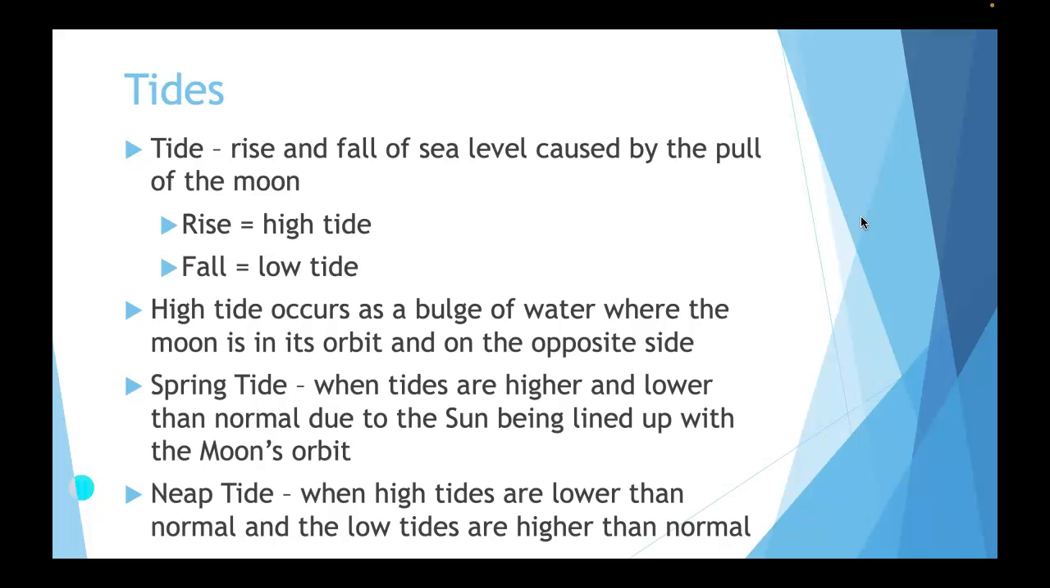And spring tide is when the tides are higher and lower than normal during a tide due to the sun being lined up with the moon's orbit. And so we have the gravitational pull from both the sun and the moon, making those tides more extreme than they normally would be. And then a neap tide is when the high tides are lower than normal and the low tides are higher than normal, and it's because the pull is divided between the sun and the moon. So this happens when the sun and the moon are at a 90 degree angle from each other, and we'll look at that in just a moment.